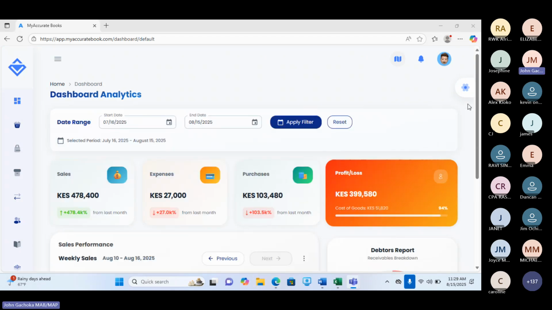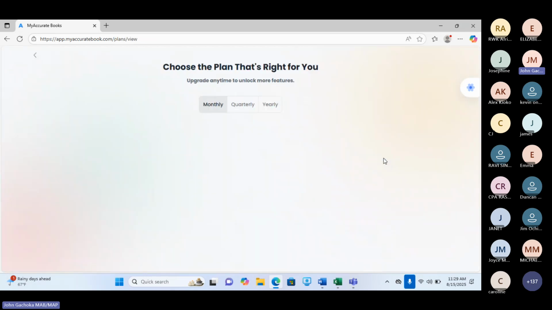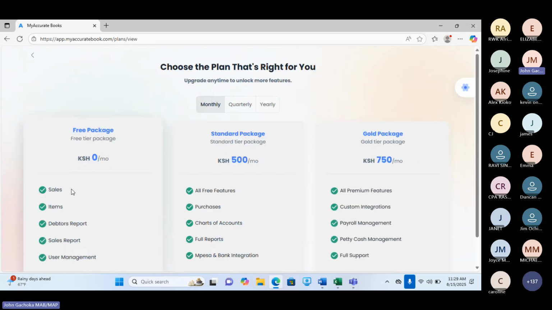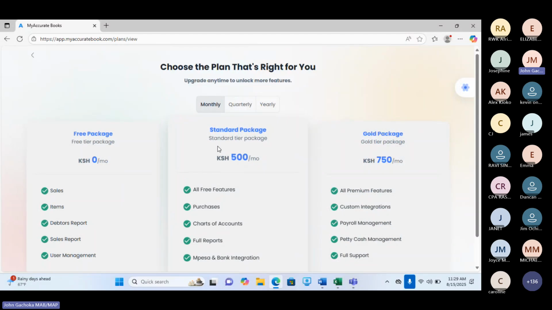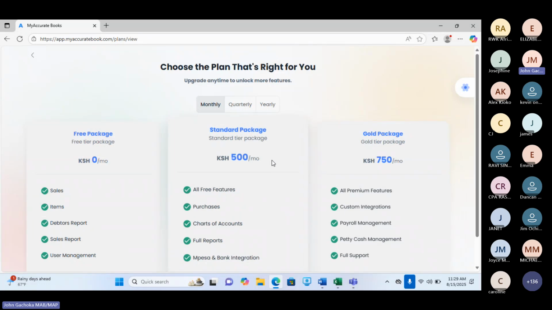When you log in, this is your landing page, and we have two packages. That is the standard package and the gold package. You're able to see that when you click on this icon and you say upgrade. At the moment, the free package is not functional, so we only have the standard package and the gold package. When you sign up to the standard package, you'll only be required to pay 500 shillings a month or 750 for the gold package.